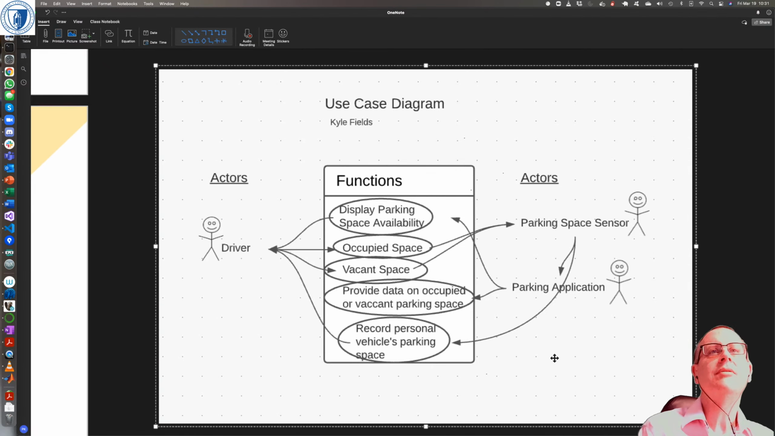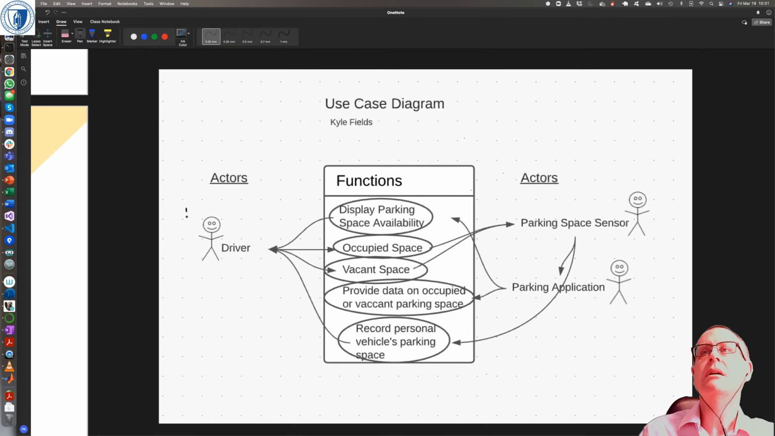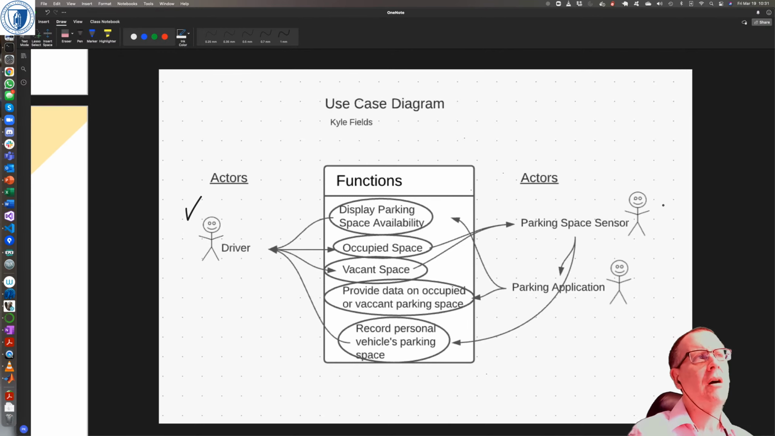Okay, so we have the driver, we have the parking space sensor, and we have the parking application. Certainly the driver, that's a good actor. I'm wondering why the parking space sensor is separate from the system. Are you intending to integrate with somebody else's parking space sensor? I would have thought the sensors for your system are part of your system. Right? Yeah, I just put them there because they were one of the most important functions. So I guess I put them as actors because they did a lot more than just a singular function.